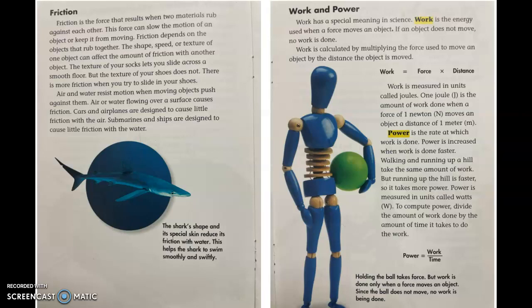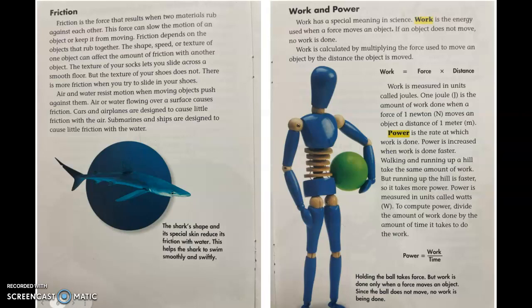Work and power. Work has a special meaning in science. Work is the energy used when a force moves an object. If an object does not move, no work is done. Work is calculated by multiplying the force used to move an object by the distance the object is moved. Work equals force multiplied by distance. Work is measured in units called joules.